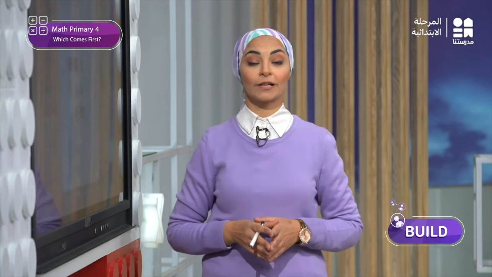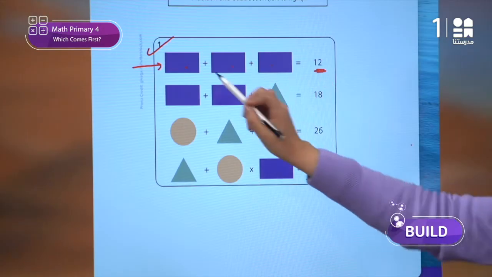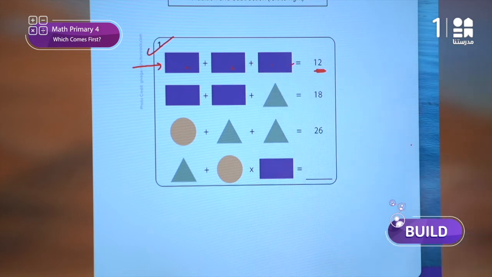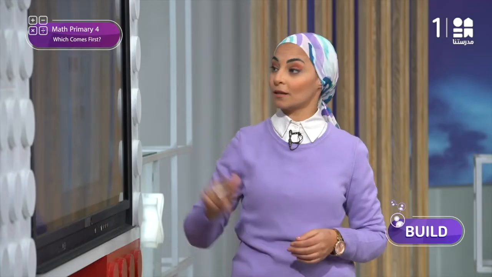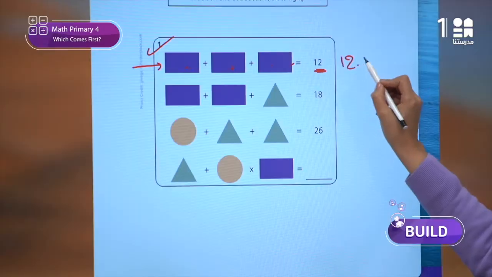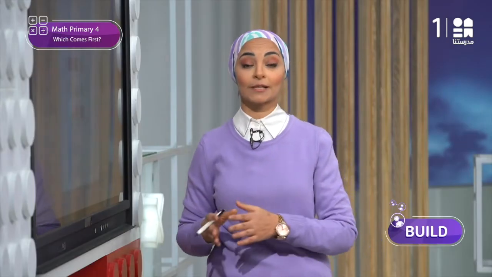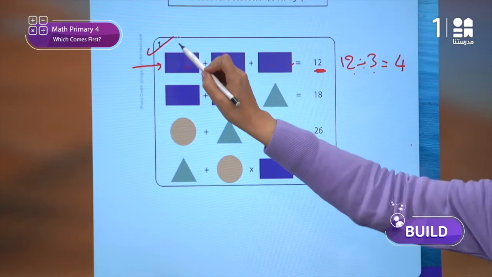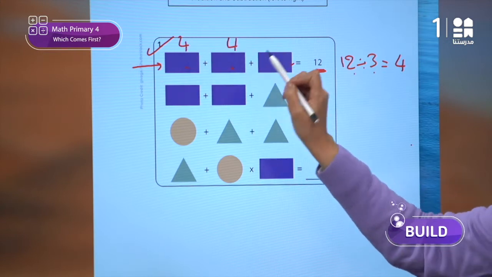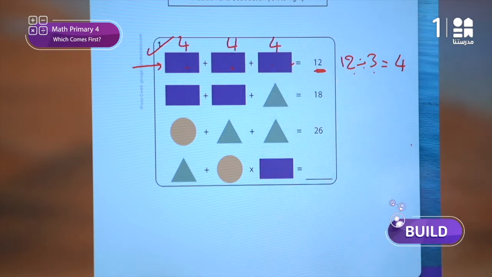To find the value of a rectangle, we will divide what? Yes, I need to do 12 divided by 3 to know the value of each rectangle. 12 divided by 3 gives me what? Of course, 3 times 4 gives me 12. So 12 divided by 3 equals 4. So each rectangle represents 4. The first rectangle is 4, the second rectangle is 4, and the third one also 4.